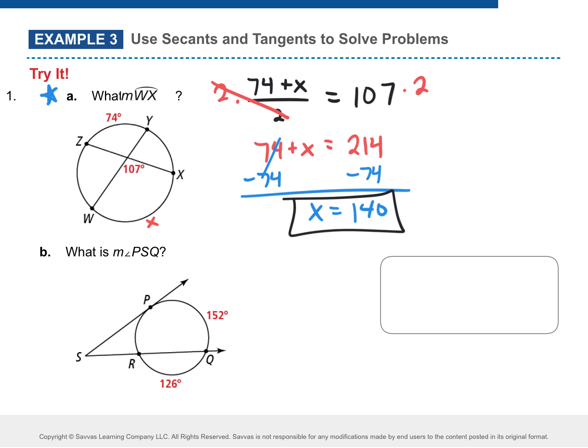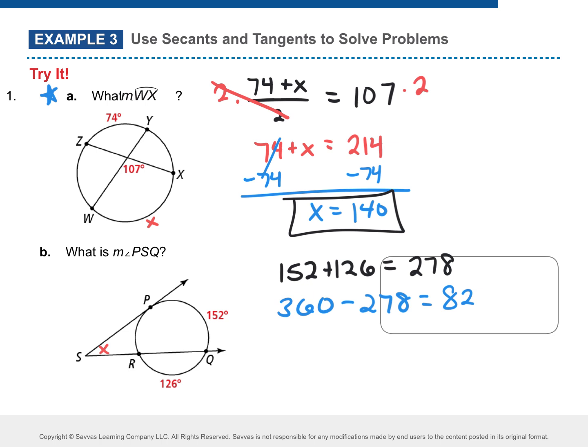Okay, what about part B? Is the angle that we're looking for on the inside or the outside? Outside. So we're not going to do the average, we're going to do the subtraction. But do I have everything I need to know? No, I'm missing this little arc on the inside. How do I find it? 152 plus 126 is 278. From there, 360 minus 278 is 82. Yes?